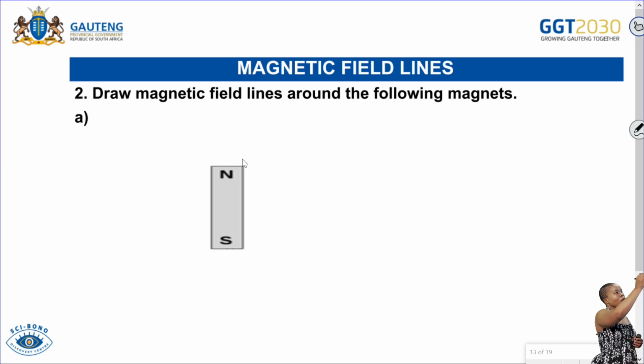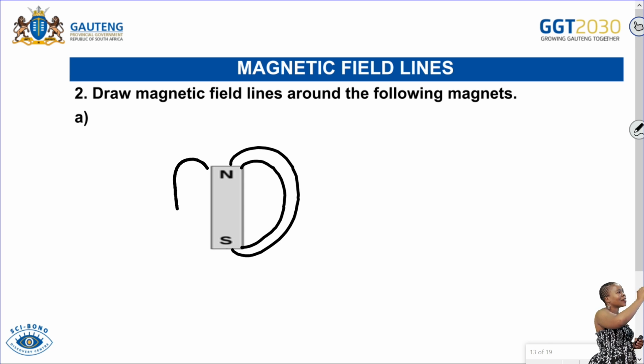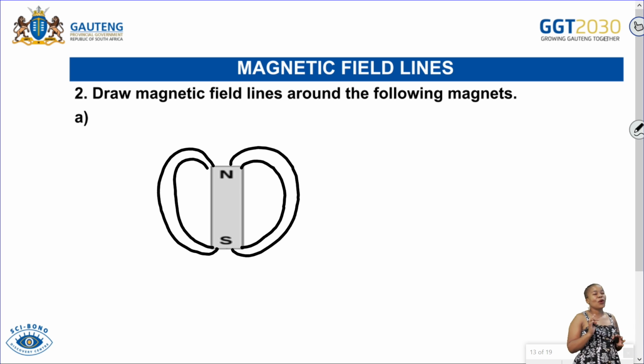So I'm going to draw just 2, and then in this direction as well. And on either side, I do 1. Okay, they should never touch.